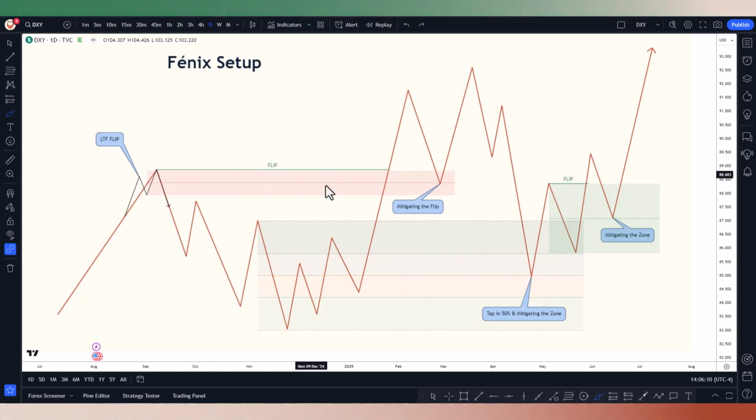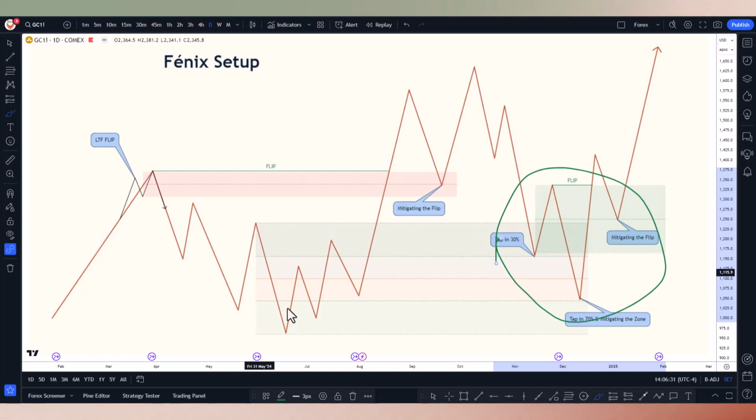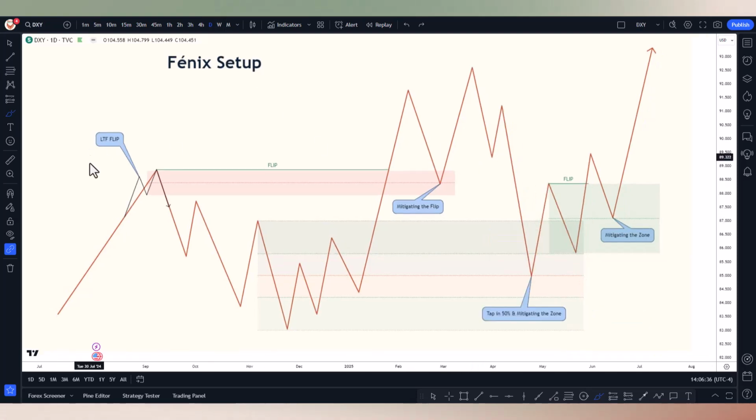I shared this setup a few days ago on Twitter, and I'm going to talk a little bit more about it. Then after that we're going to see two examples on the charts. So this is the same setup, okay, and the only difference is what's happening here after mitigating this zone.